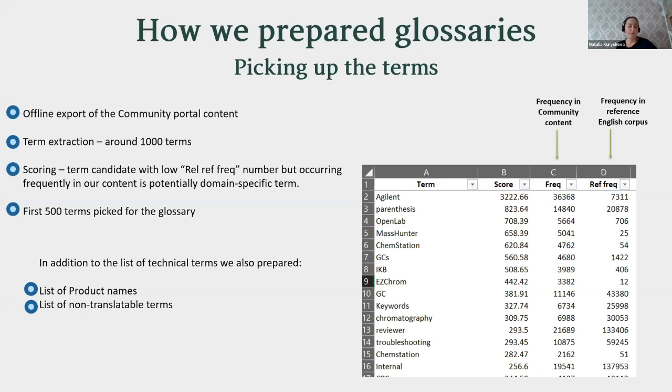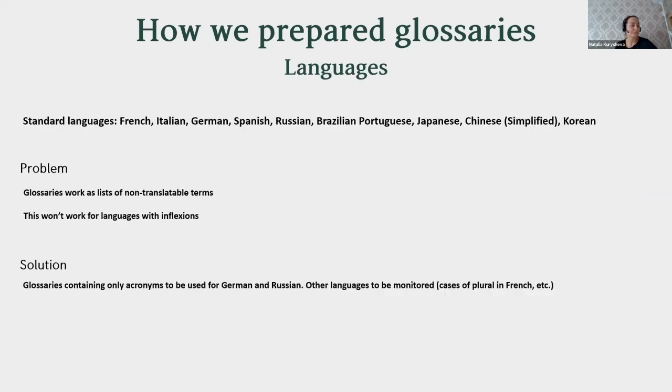In addition to that, we also provided a list of product names and a list of non-translatable terms, and all of that created our glossary. It was decided to translate glossaries into 9 standard languages, as having them translated into all 37 is too expensive and really doesn't make any sense. So that is why we decided to stop at only 9.